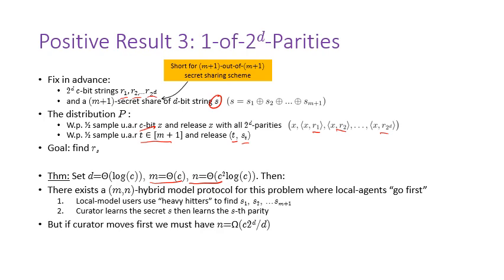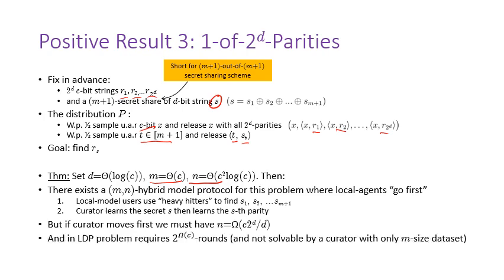However, we show that if it's the other way around, namely if the curator is the one that moved first, then the sample complexity is exponential in d, and basically, because d is log c, is a really high polynomial in c, far higher than the one we have here, which is roughly c squared.